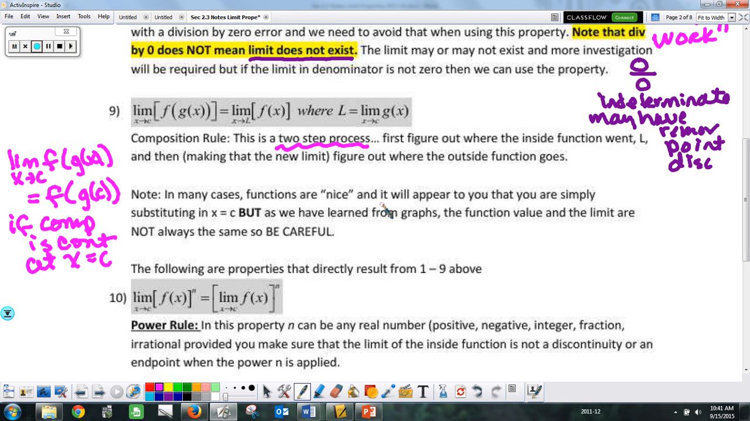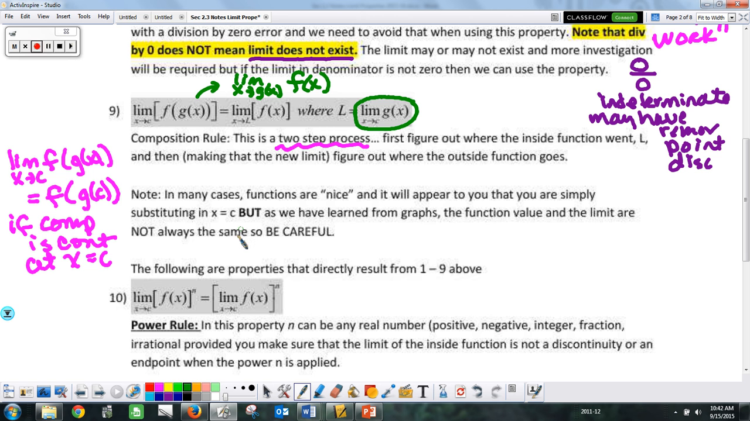Your two-step process is first, just like when we do composition, you've got to figure out where the inside goes. So your first step is to calculate the limit as x approaches c of g of x. Where did the inside function go? Once you get that, and I'm going to call it L here, so I say it exists and I found it and it's L, that is currently where you are. Technically, what you're doing is taking the limit as x goes to L of f of x. This new limit L becomes the new limit, because you first figure out where the inside went, and then you use that to figure out where the outside goes. It's a two-step process.